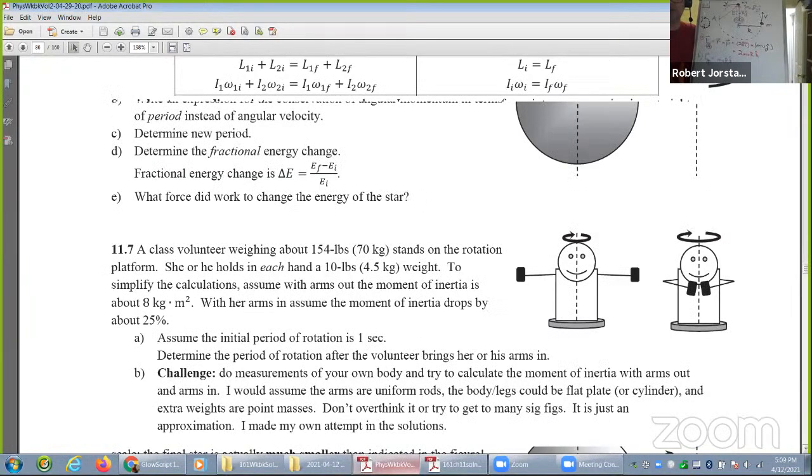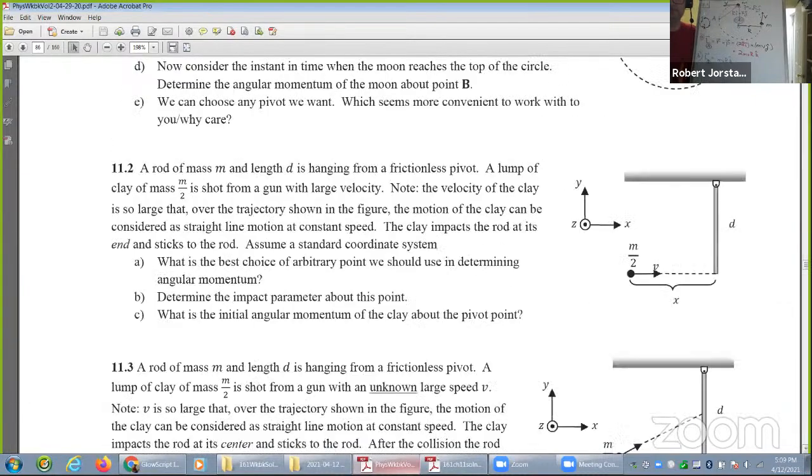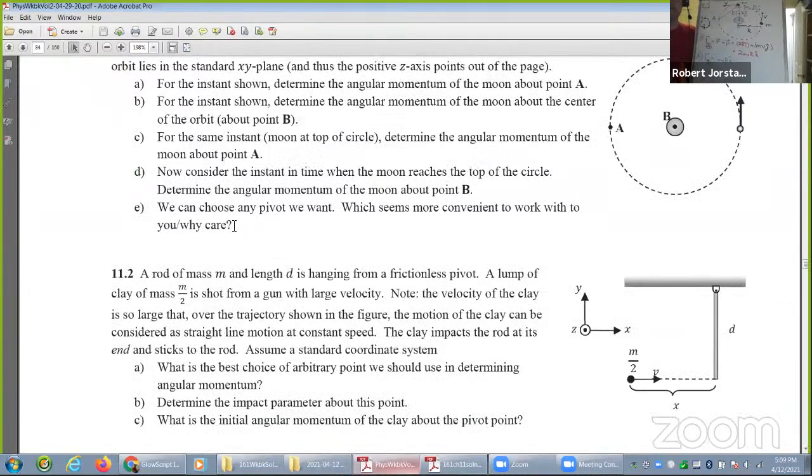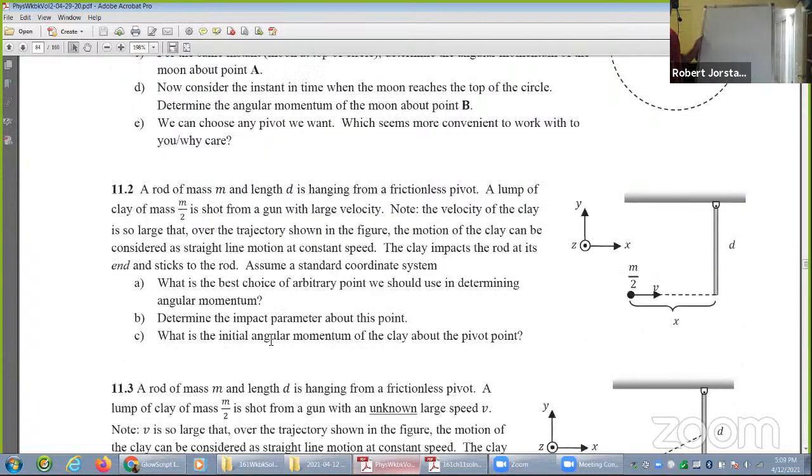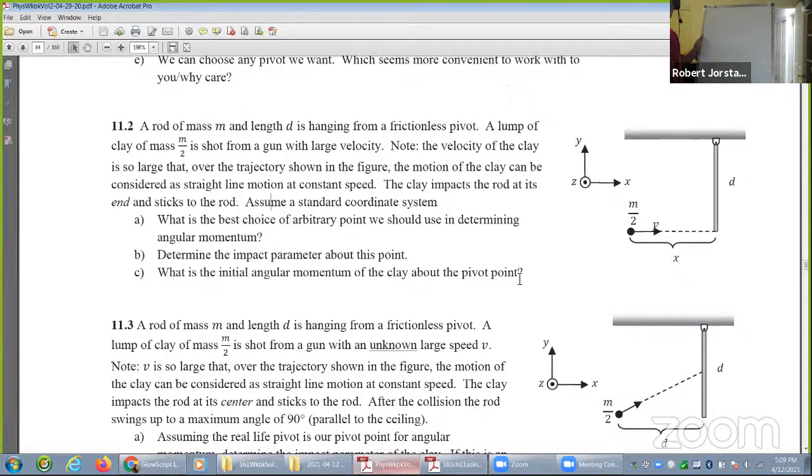Good question. All right. So let's go back to here. Basically, in general, you could choose any pivot point you want. Try to pick an easy one, like the obvious pivot in a problem, or the center of a circular orbit if something's doing a circular orbit. Those are the two obvious choices for doing angular momentum. Now, next, let's look at 11.2 and see if we can get this term impact parameter down so we can learn some of the shortcuts.